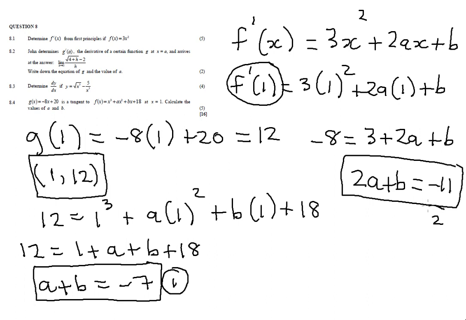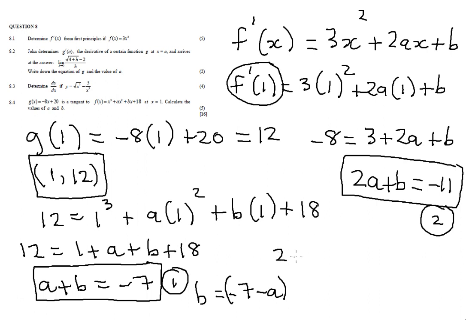Now all I have to do is solve equation 1 and 2 simultaneously. Okay, so if I go back to equation 1, and if I make b the subject in equation 1, I'm going to get b is equal to minus 7 minus a. And now we take this b value and sub it back in equation 2. So somehow I have eliminated the b, and I'll be able to calculate the value of a.